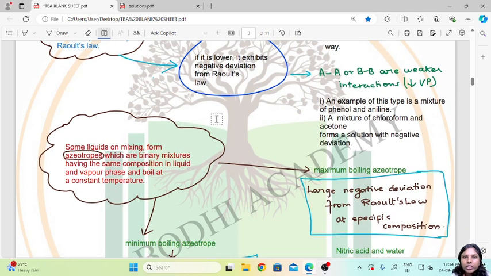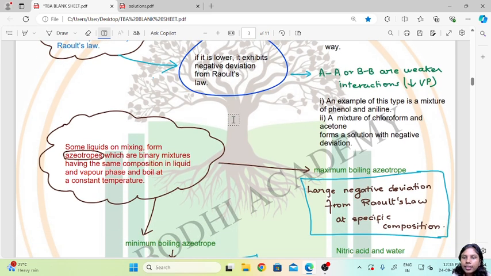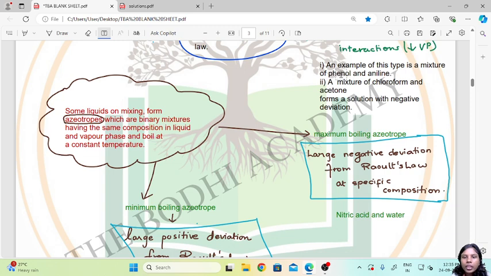Now the negative deviation is the opposite of the positive deviation. So in this case, what will be weaker? The A-A or B-B interactions, that is the solute-solute or solvent-solvent interactions, are going to be weaker than the solute-solvent interactions, and therefore this will cause a decrease in the vapor pressure. Therefore we get a negative deviation, because, as we said, if the vapor pressure of the solution is lower, then it is a negative deviation. Examples of this would be a mixture of phenol and aniline, and a mixture of chloroform and acetone, which forms a solution with a negative deviation.